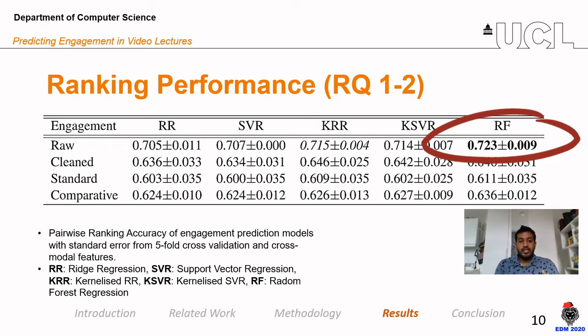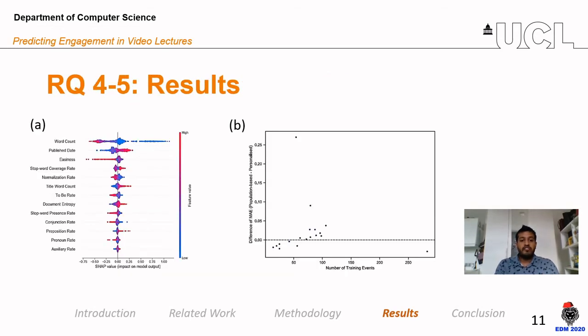In the next section, we take this best performing model and further investigate it to answer the remaining research questions. From subfigure A in this slide, you can see the SHAP analysis that we conducted. Some notable observations here are that word count is the most influential feature when it comes to predicting engagement with video lectures. What you can see from this plot is that the higher the word count for a particular video lecture, the less engaging it gets.